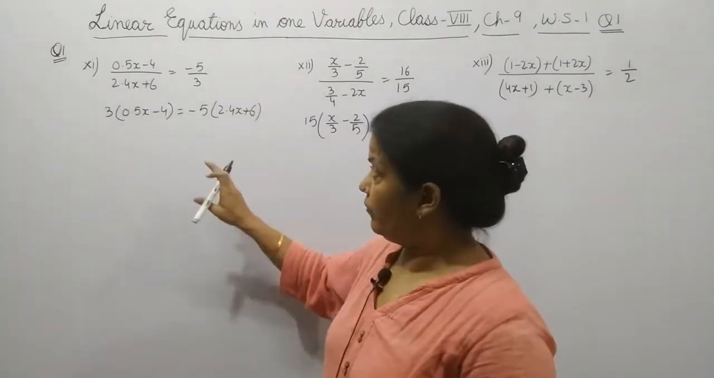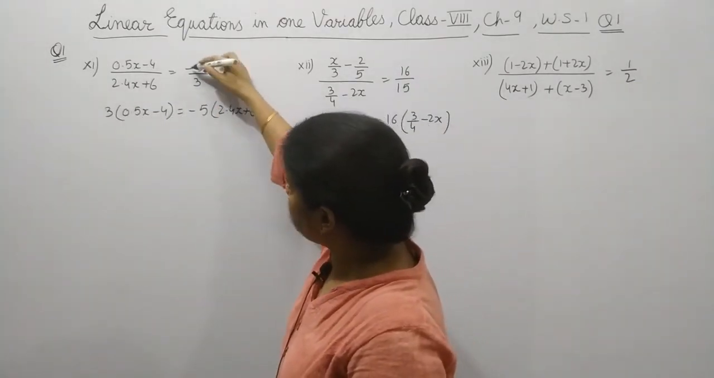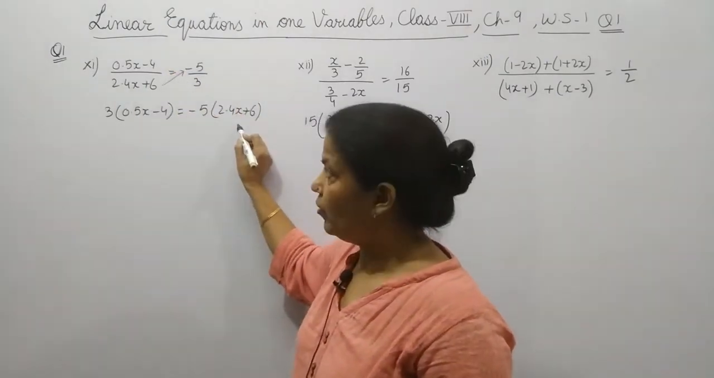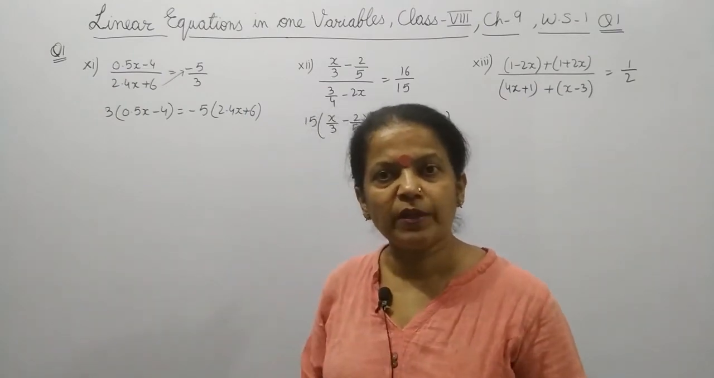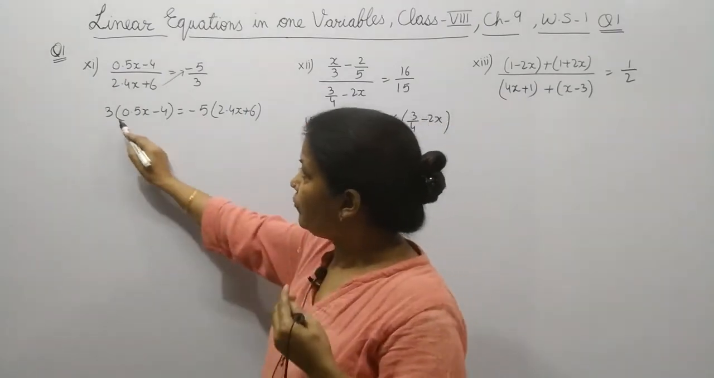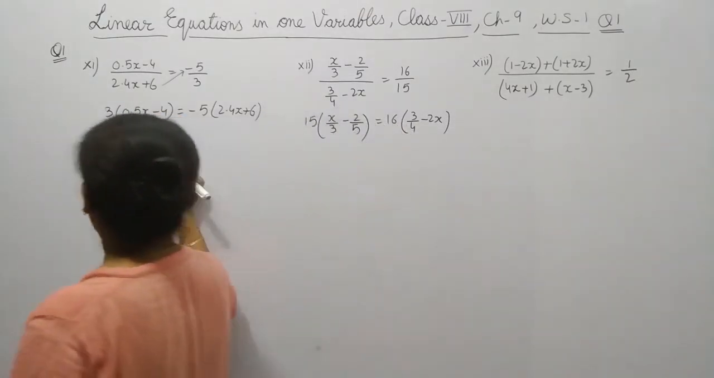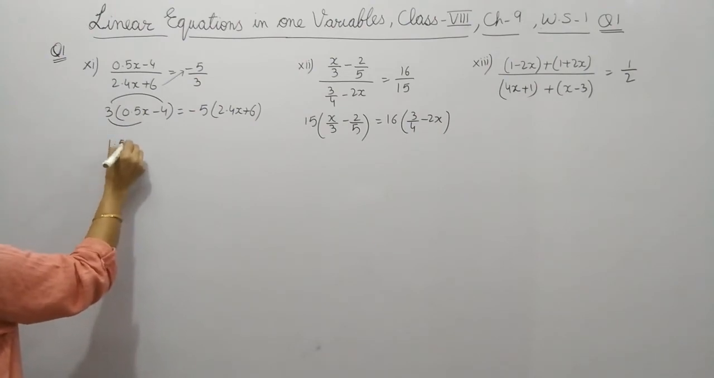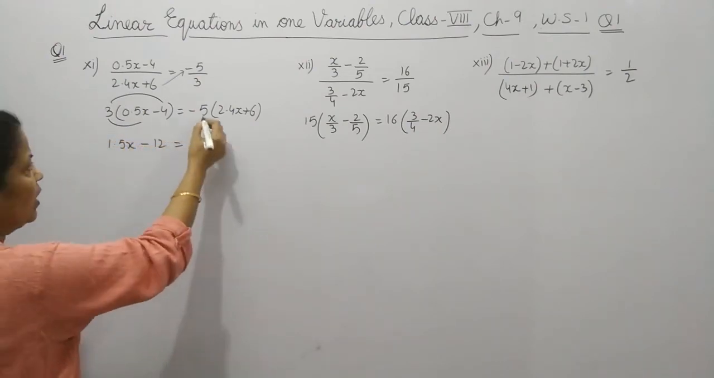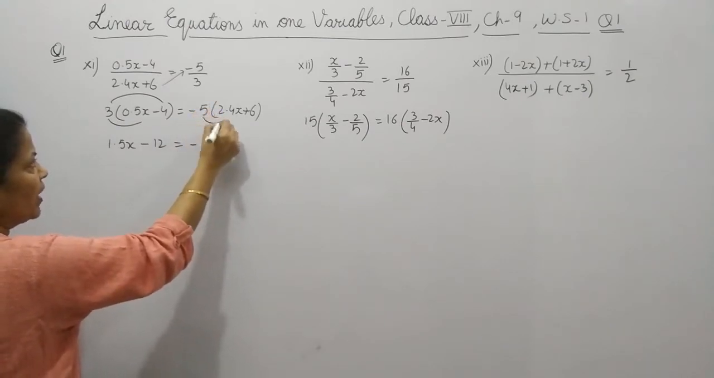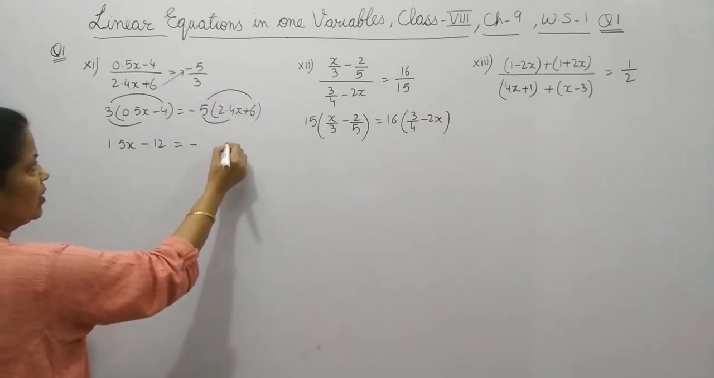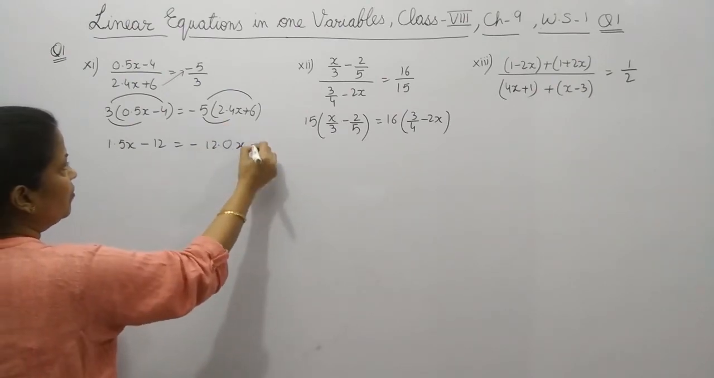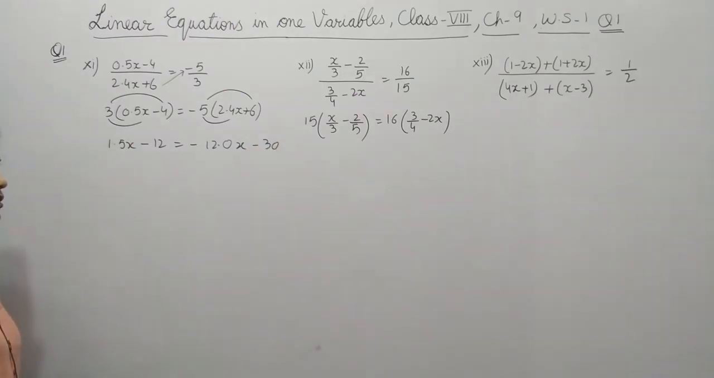Okay, in the 11th part, same procedure. This is minus 5. So while doing the cross multiplication, minus 5 multiply this. Now what should be the next step? You have to multiply them. If you multiply like this, it will become 1.5x minus 12 equal, now multiply minus 5 with this and with this. So it will come as x and minus 30. You will get this term.